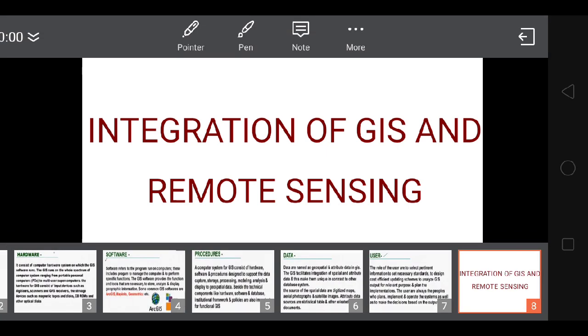Before moving into detail with integration of GIS and remote sensing, you need to understand two things. The first one is raster model and vector model. Now what is raster model and vector model? I have explained it in the previous video. If you have not understood, here is the explanation again.